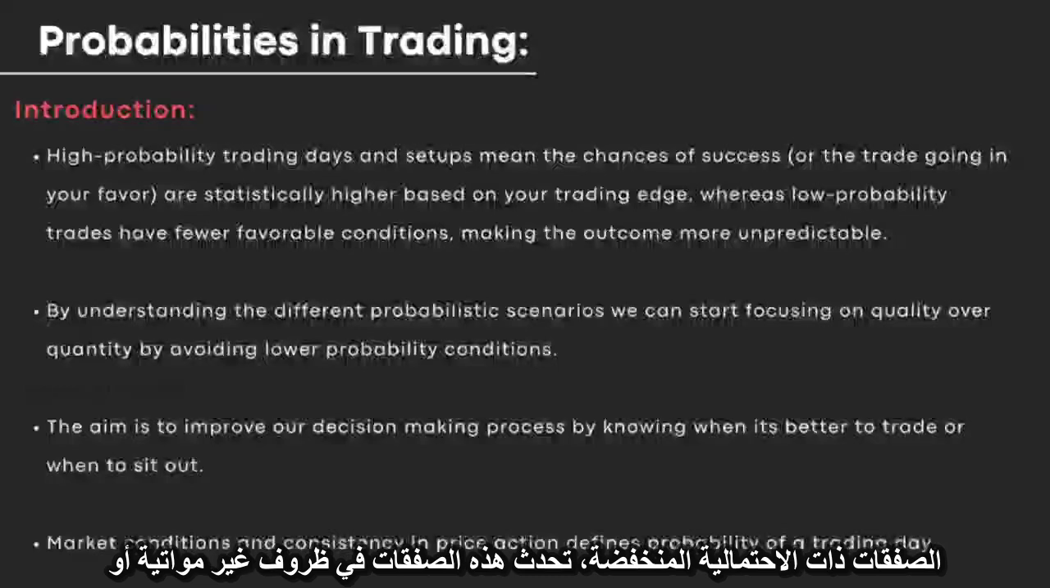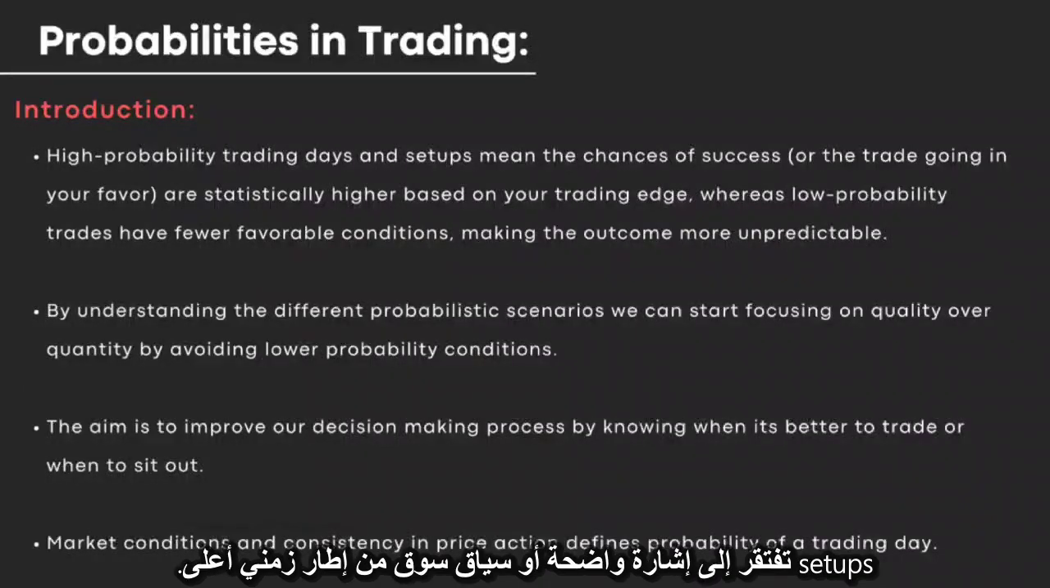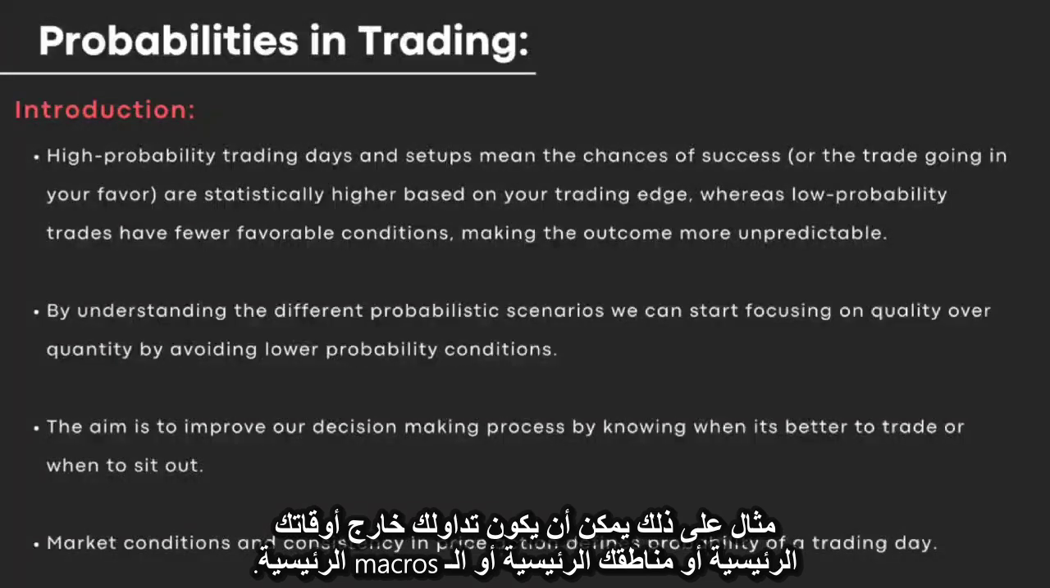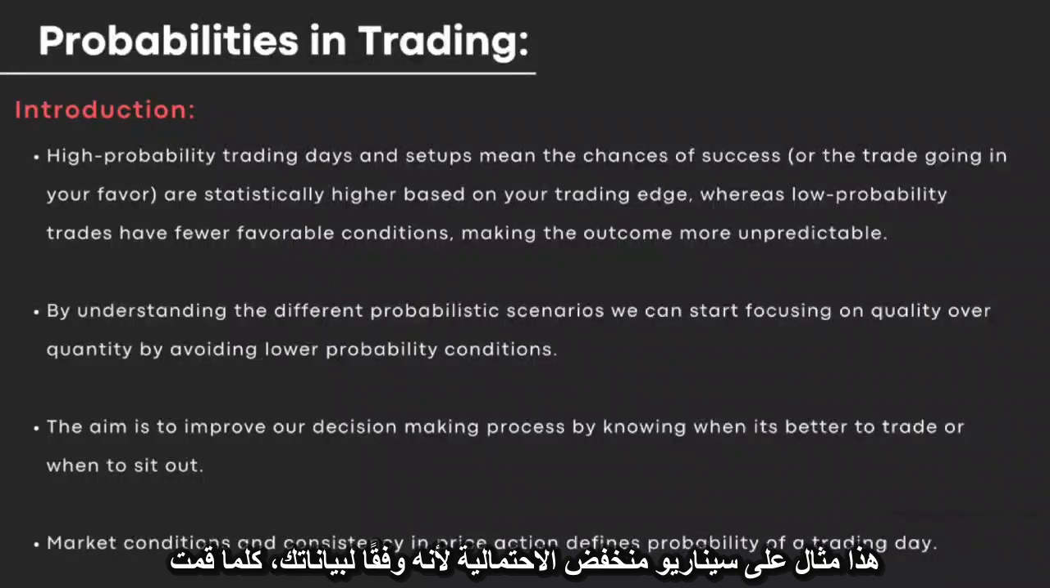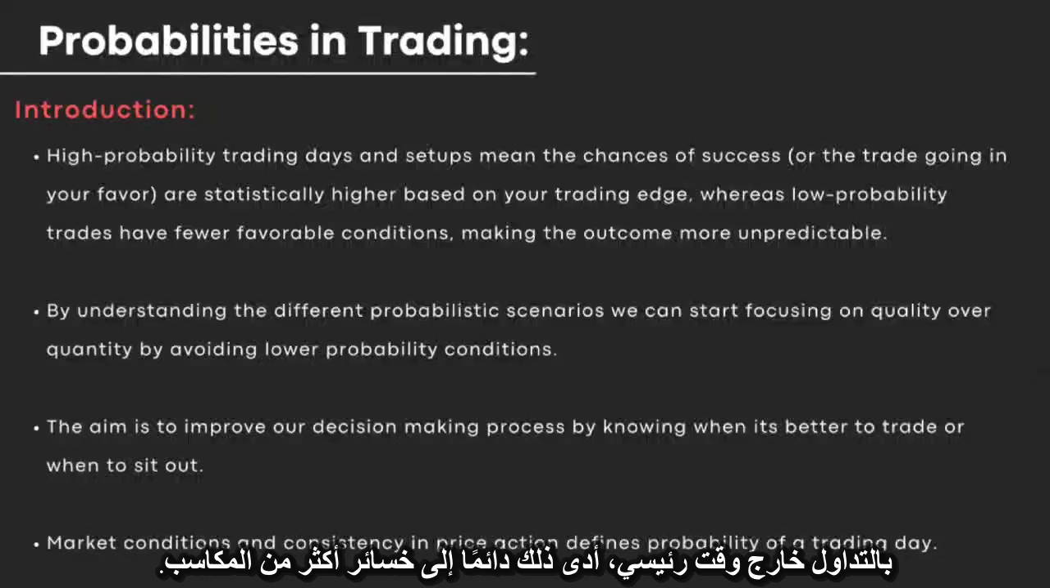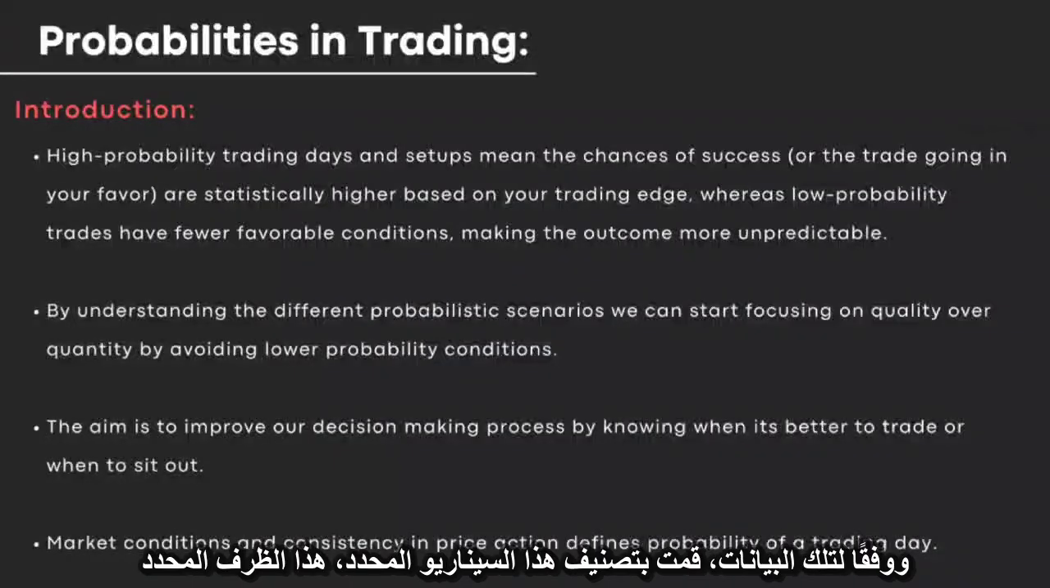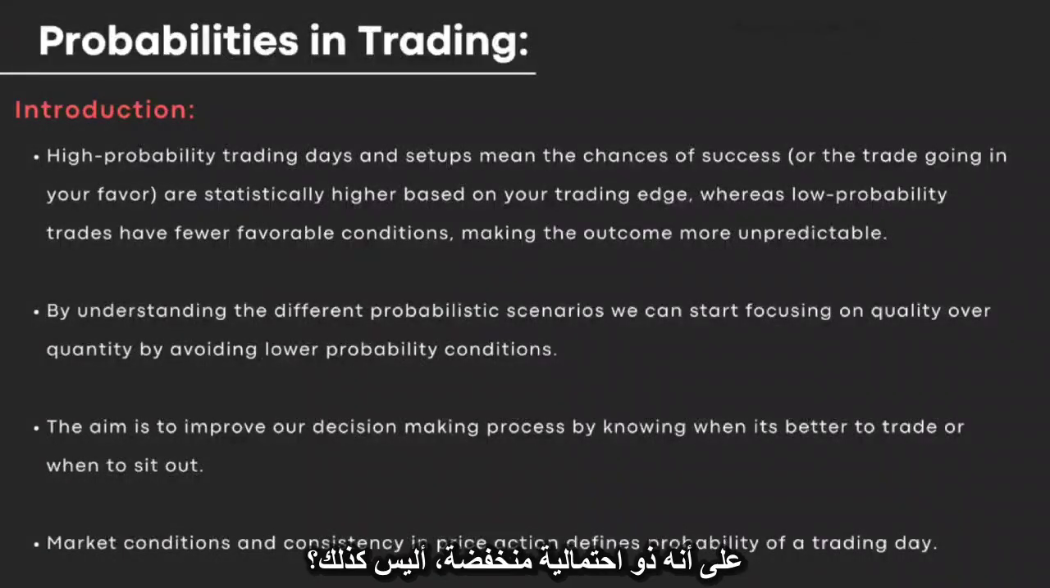Low probability trades occur in unfavorable conditions or setups that lack a clear signal or high time frame market context. An example could be that you are trading outside your key times, kill zones or key macros. That is an example of a low probability scenario, because according to your data, whenever you've traded outside a key time, it has always led to more losses than wins. And according to that data, you've classified that particular condition as a low probability one, right?